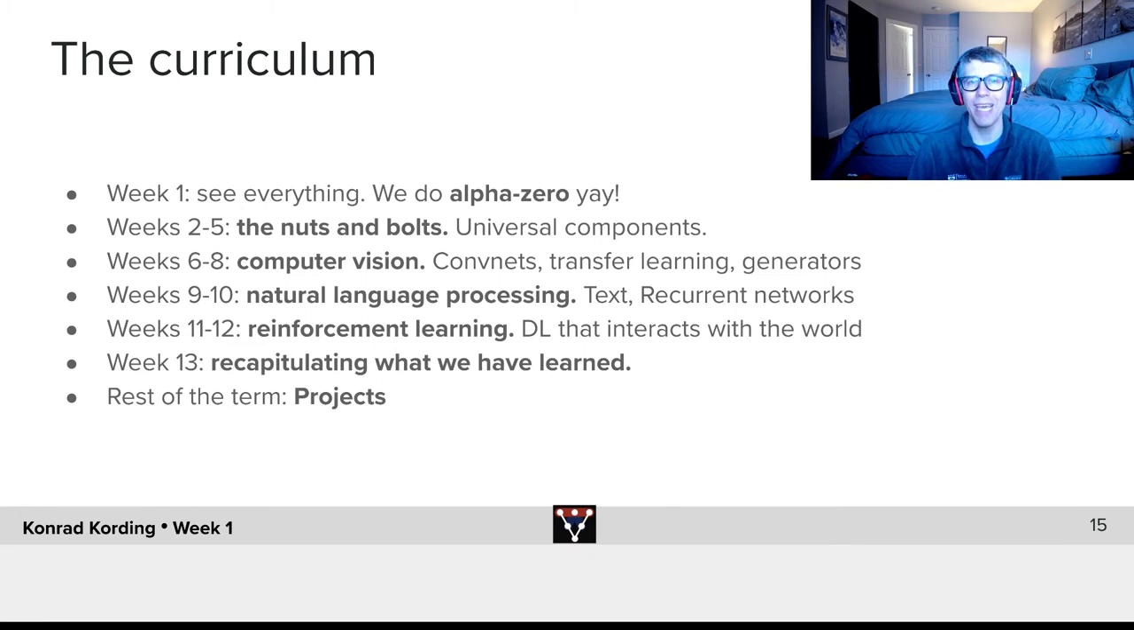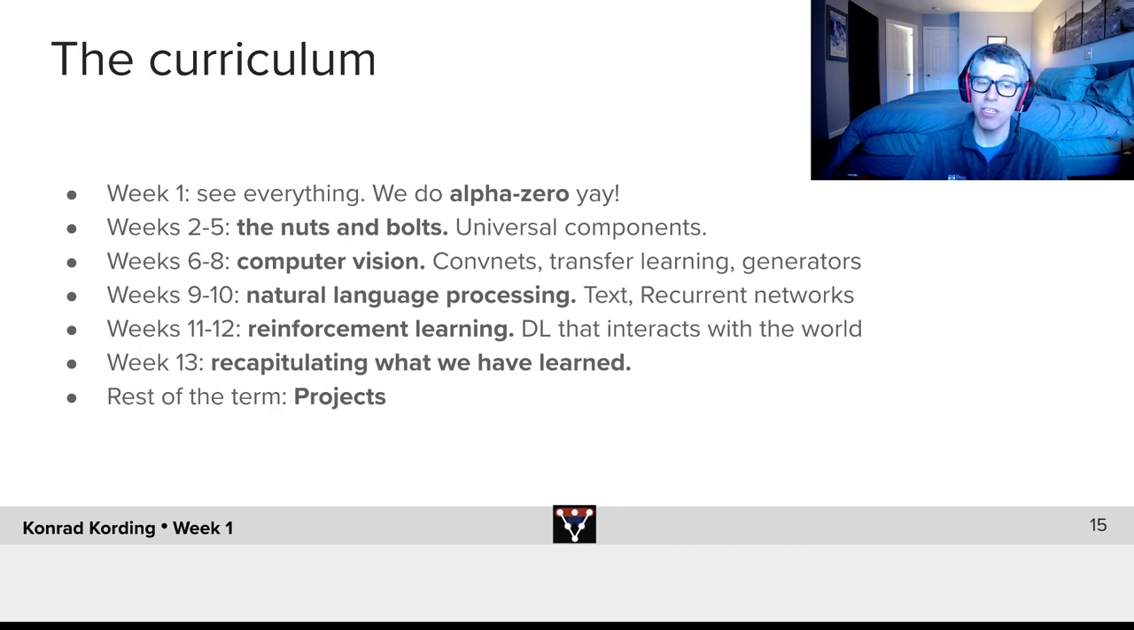We will also hopefully get you to understand how to debug the problems that will invariably happen when you use deep learning, and that will arguably, in your career, take much more time than the actual building of deep learning systems. Then in weeks 6 to 8, we will talk about computer vision. We'll learn about convnets, transfer learning, generators of images. Then in weeks 9 and 10, we will talk about natural language processing. We'll talk about text, about recurrent neural networks, and how to put it together to work with interesting text data.